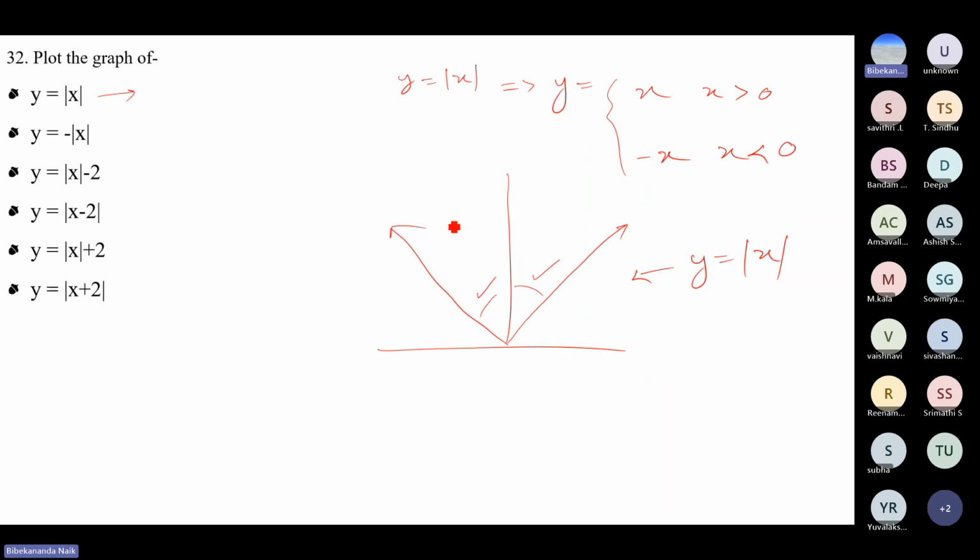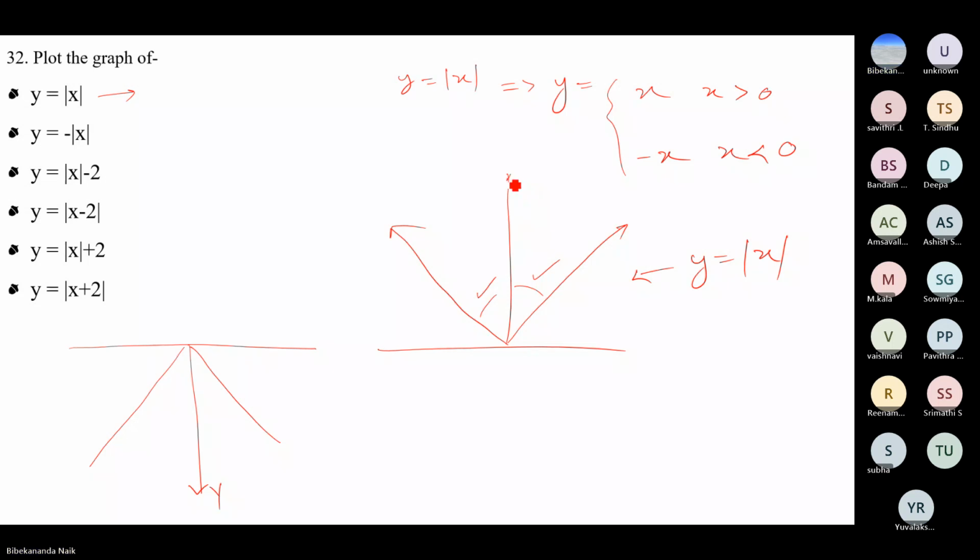Similarly, y equal to minus mod of x. For all the values of x, y will be negative. So here the graph will be like this. This is the y-axis and this is the x-axis. So this is the graph of y equal to minus mod of x.